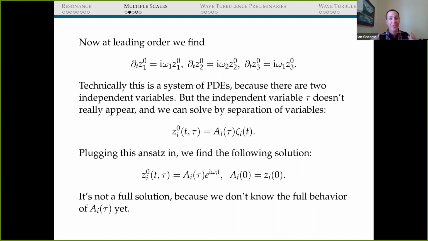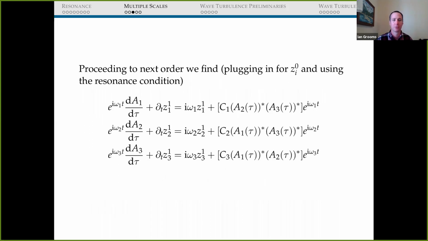Now we are not done with the leading order solution. This leading order solution is not closed because we don't know what the A's are. If you write this down and box it and say, that's my answer, you're not done because you don't know what A is and you don't know how A evolves. So we have to keep going. We actually go to order epsilon in the equations. And if you just plug everything in, this is what you get at order epsilon in all the equations.